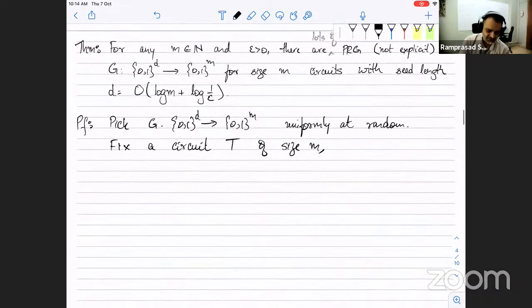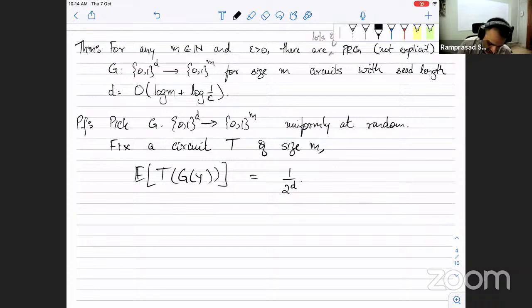Now let's ask ourselves, what is the expected value of T on G of y? What can we say about this? Notice that once you fix G, for every input that it's provided, it is just going to spit out a random element in {0,1}^m. So this is basically going to be 1 over 2 to the d times the sum of T of Zi, with i going from 1 to 2 to the d.